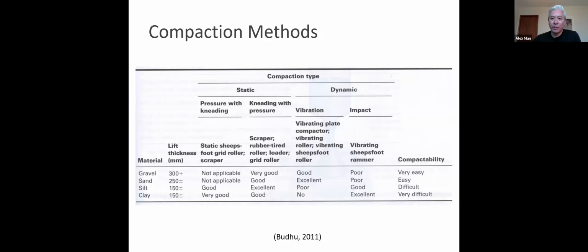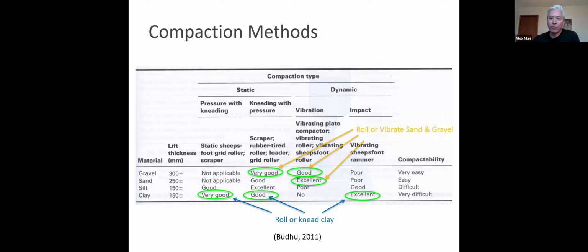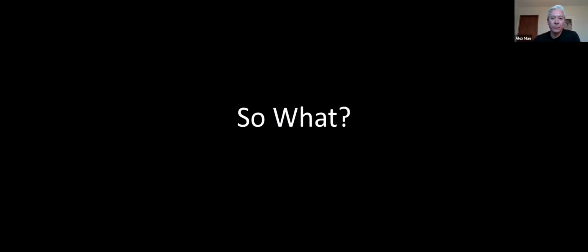This is just a chart for your reference. And it basically says that coarser grained soils like to be rolled or vibrated. Finer grained soils, they respond better to rolling or kneading. So those sheep's foot rollers tend to do a pretty good job, but not so much. The clays just don't do well with vibration or plate compactors. So what?